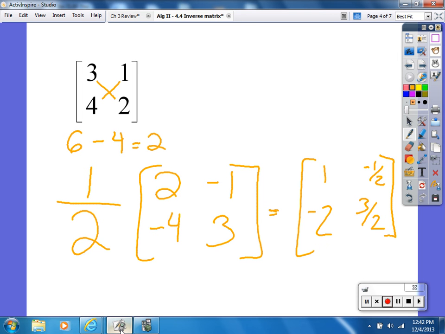He's close with determinant. What can the determinant not be? It can't be 0. If your determinant is 0, there's no inverse. Because then you'd be putting 1 over 0, which is undefined. That make sense? All right, here's our next problem.